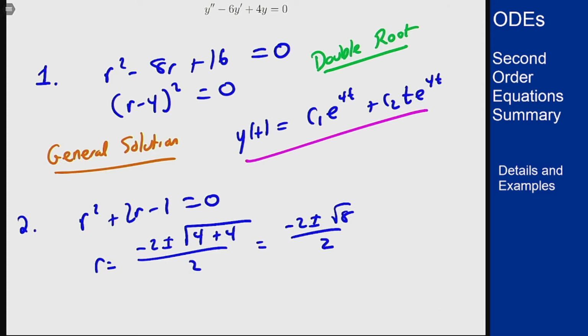Root 8 is 2 times root 2. So I get -1 plus or minus root 2 as my solutions. So these are two real and distinct roots. Even though these aren't whole numbers, it still works.